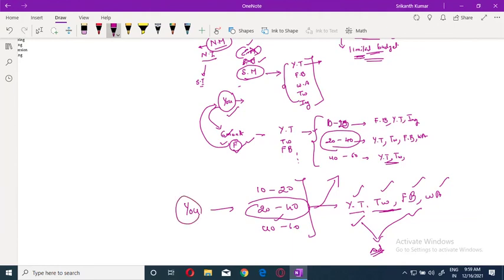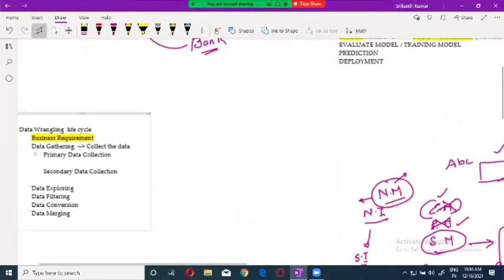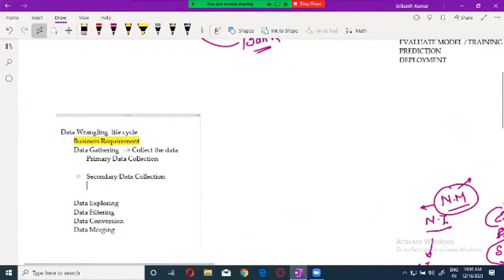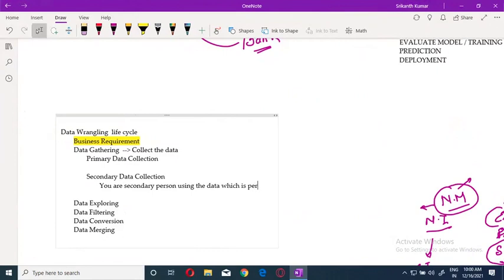So this case is called secondary data collection. You are not doing the actual collection of the data. You are the secondary person who is using the data which is already prepared by someone else. Now there are some drawbacks over here. This is secondary data collection: you are the secondary person using data which is prepared by someone else, the primary person.